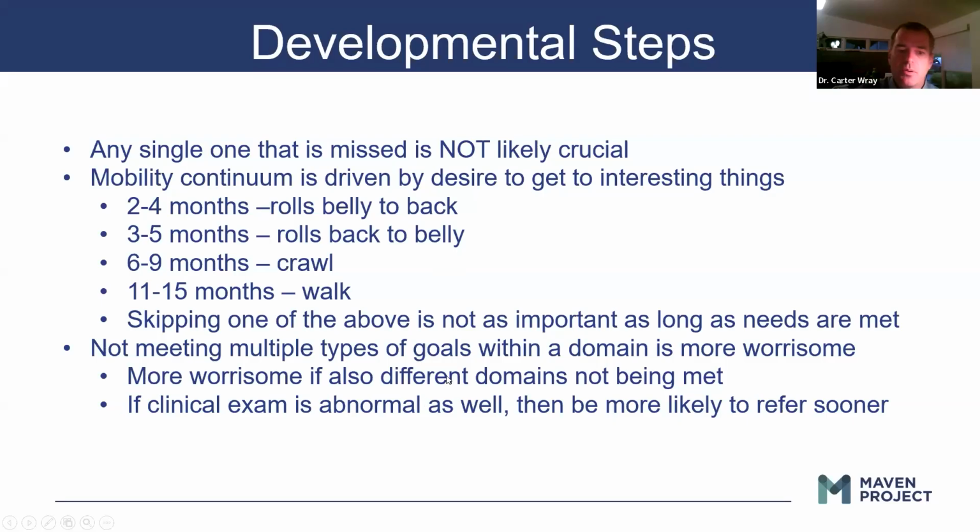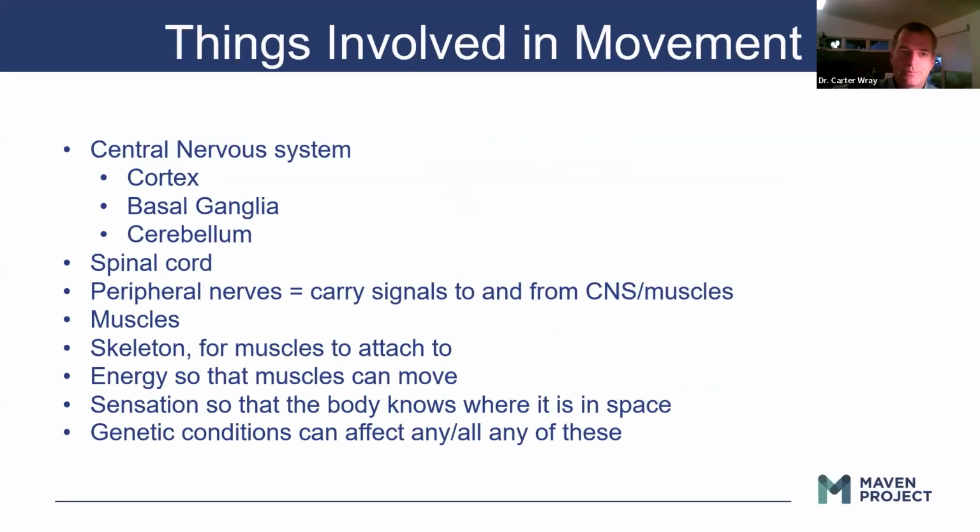And again, not meeting multiple types of goals within a domain is certainly more worrisome. So the more problems you see, the more you should be worried. Individual things are much less problematic. And then certainly also, if you are not only missing goals within one domain, but missing multiple domains, that's more problematic. We're going to talk quite a bit about how the clinical exam is super important, because if the clinical exam of the child is abnormal, in addition to them not meeting milestones, it's much more likely that the child has pathology that needs workup and assessment.